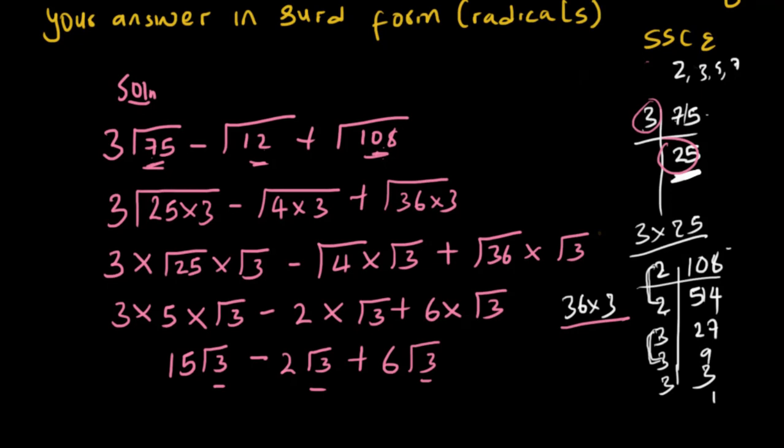13 root 3 plus 6 root 3 will give us 19 root 3. I hope you understand. 15 minus 2 is 13. 13 plus 6 is 19. So we have 19 root 3 as our answer.